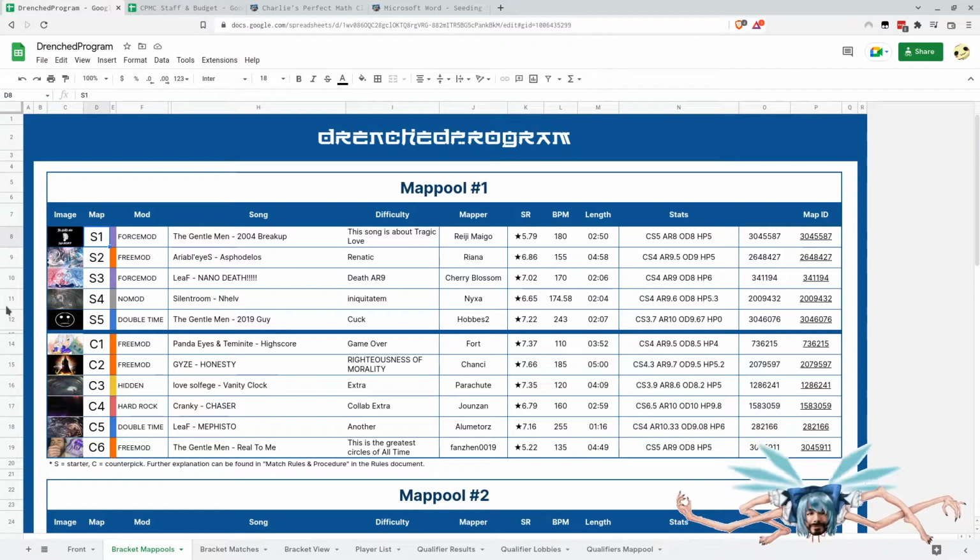So let's say player 1 strikes S1. They don't want to play 2004 Breakup. Player 2 strikes 4 and 5. They don't want to play either of these. They don't like playing Nomad or DT. And then player 1 decides to strike Nanodeath, and they end up on Asphodelis. That ends up being the most balanced map for the 2 players. Neither of them picked that map. So these 5 maps are essentially supposed to emulate a tiebreaker together.